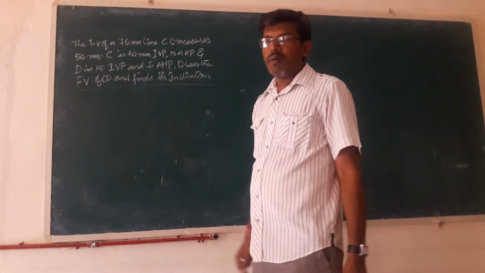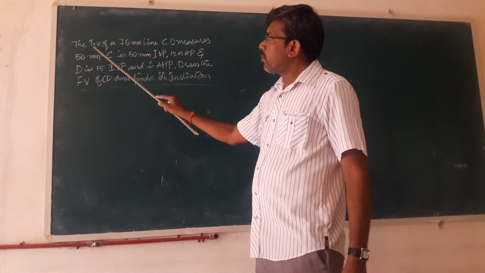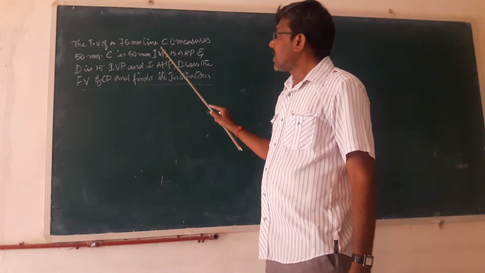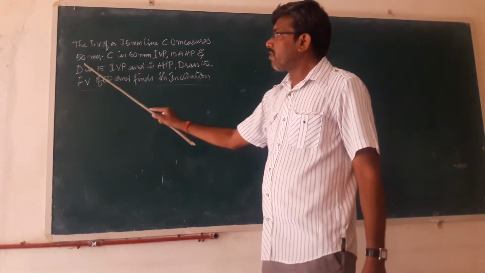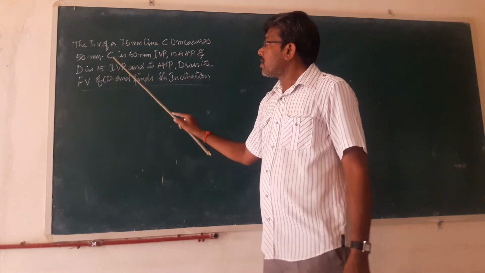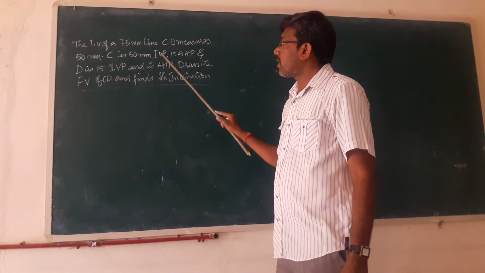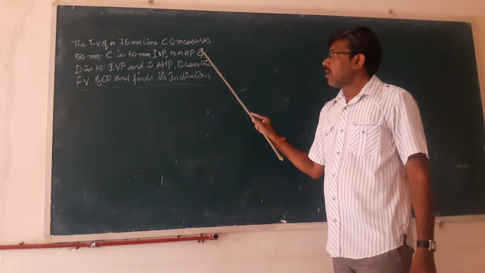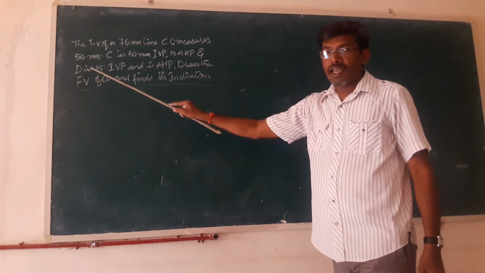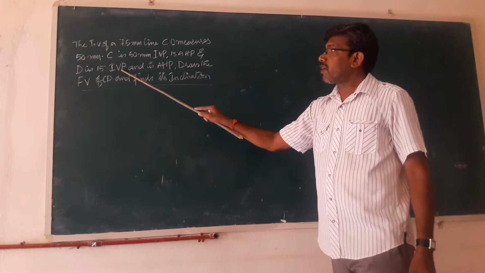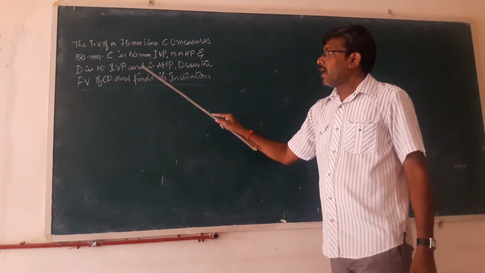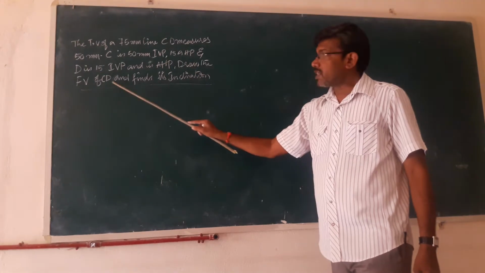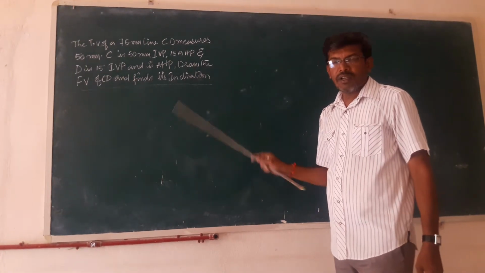Let us solve another problem. The top view of a 75 mm line CD measures 50 mm. C is 50 mm in front of VP and 15 mm above the horizontal plane, and D is 15 mm in front of the vertical plane and is above the horizontal plane. Draw the front view of CD and find its inclination.